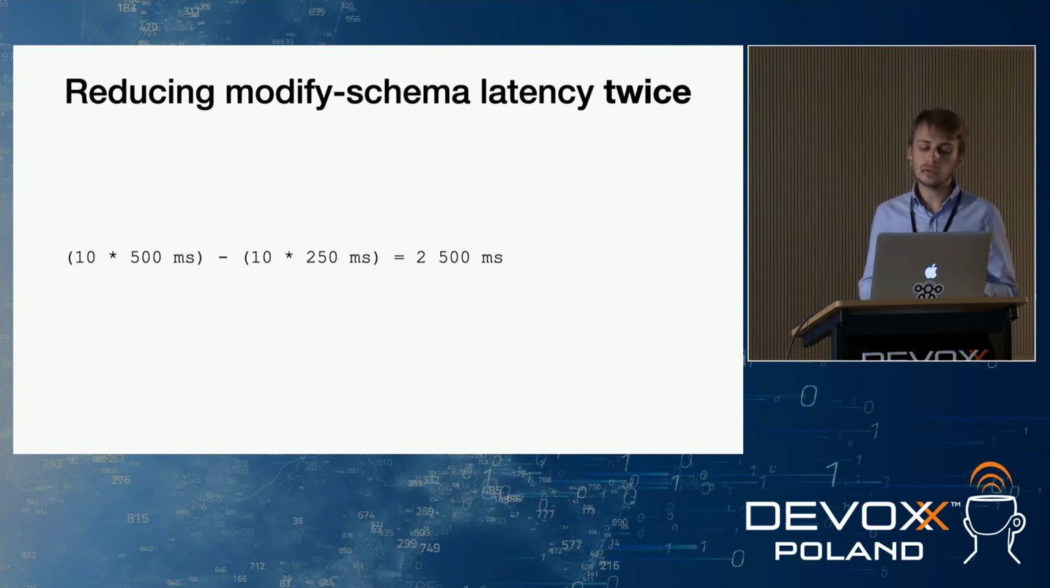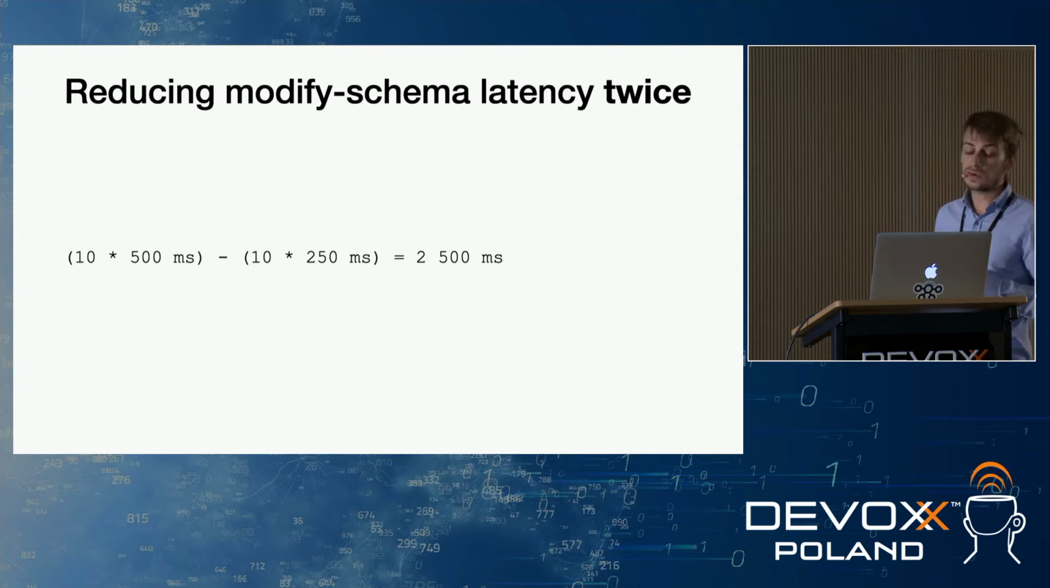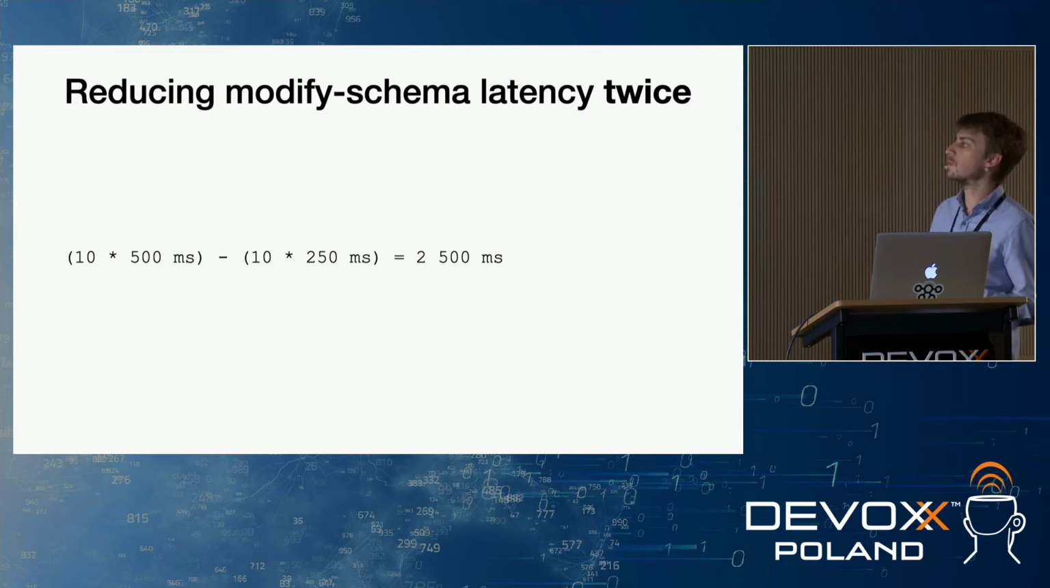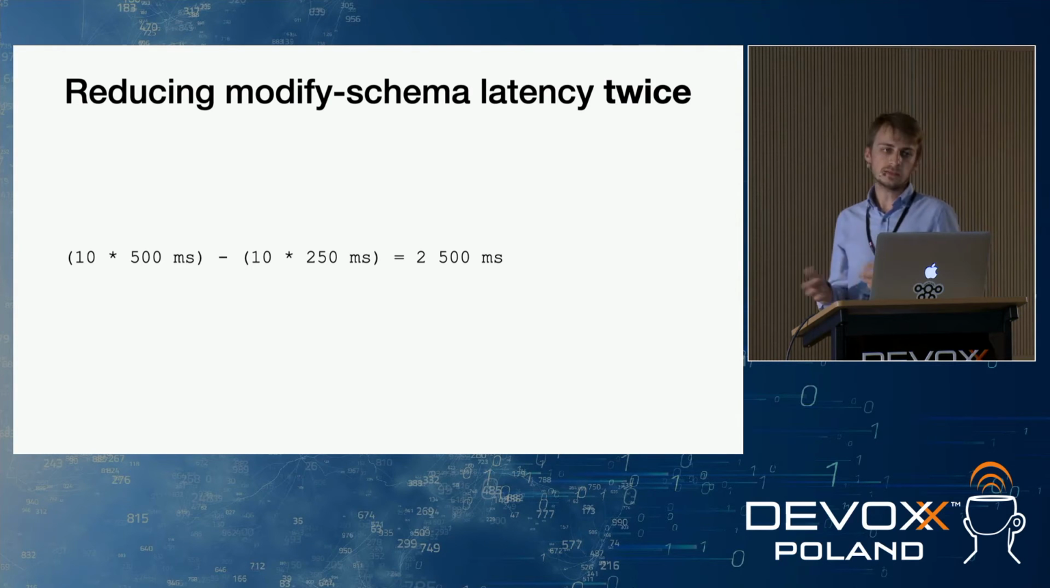However, if you optimize the modify schema endpoint twice, so this is very hard, to 250 milliseconds, we'll get a substantially lower overall latency reduction that is equal only to 2,500 milliseconds. And it's obvious that often optimizing by 10% may be easier than optimizing twice, right?